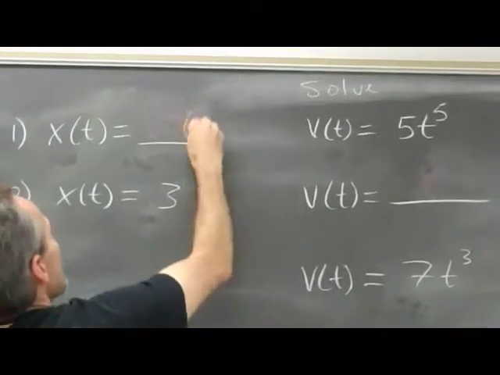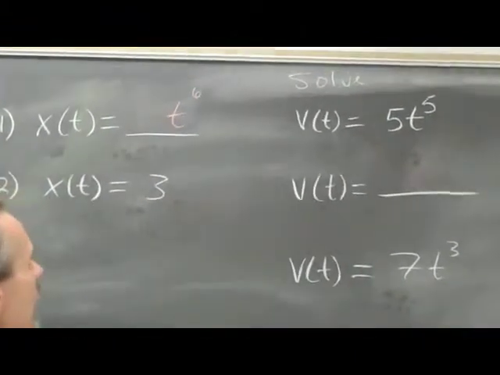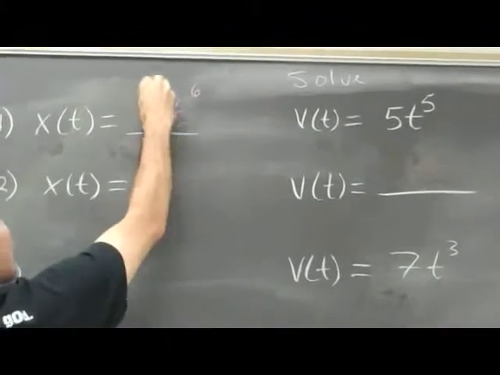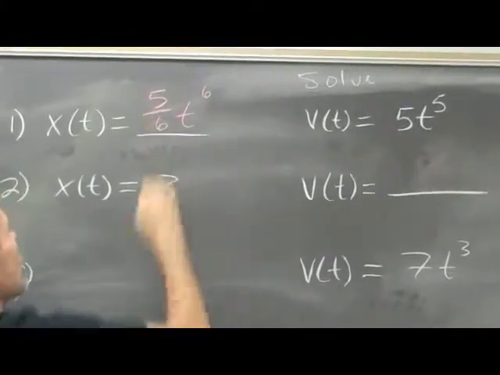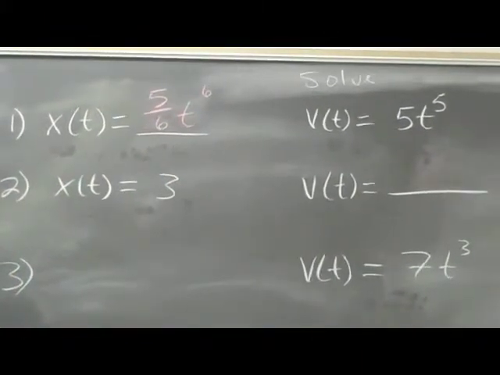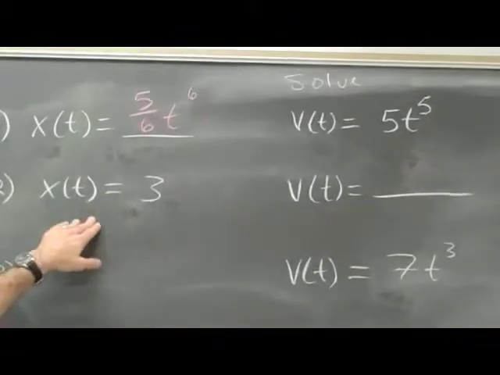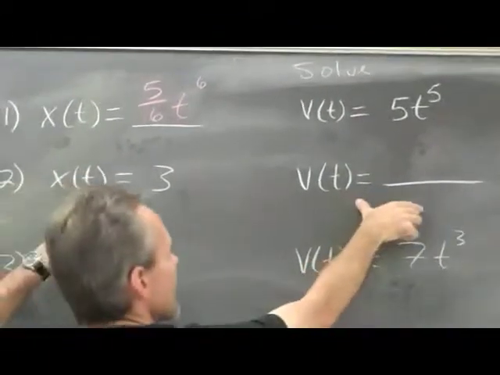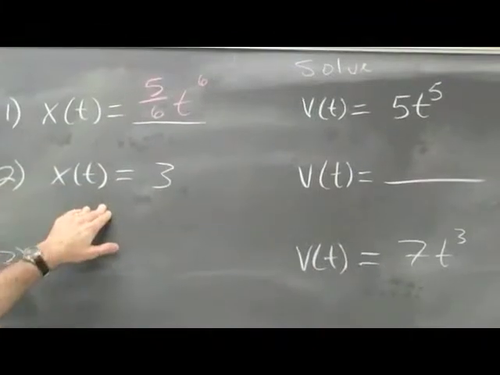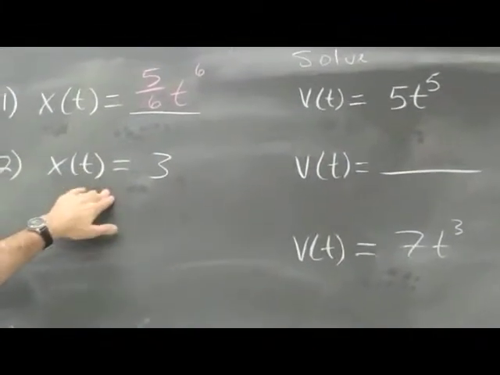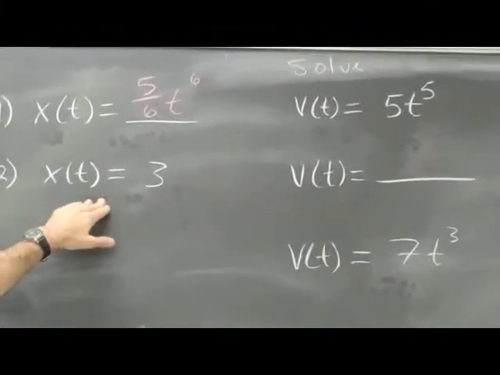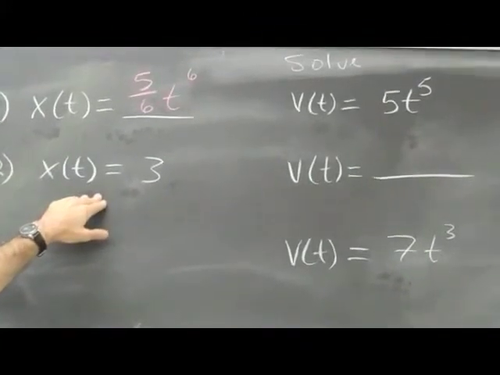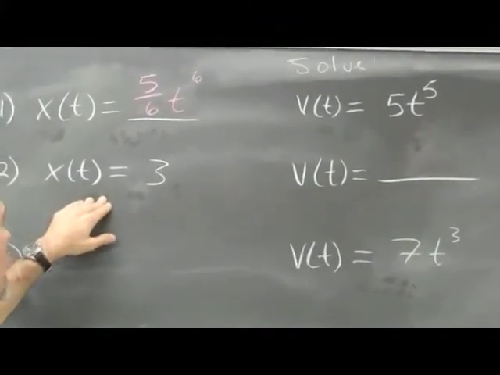I need to increase the power by 1, so it becomes the sixth power. And I take the old coefficient and divide by that new power. For the next one, I have the position time graph, and I want to find velocity as a function of time. Well, that would be the slope of this graph. And the slope of this graph is the same thing as finding the derivative.